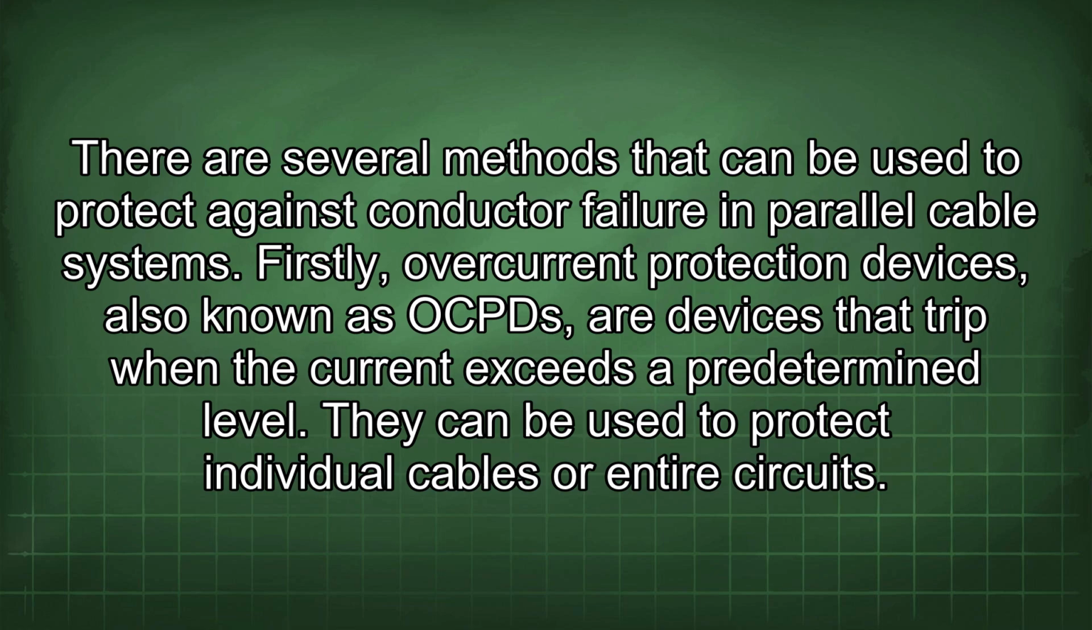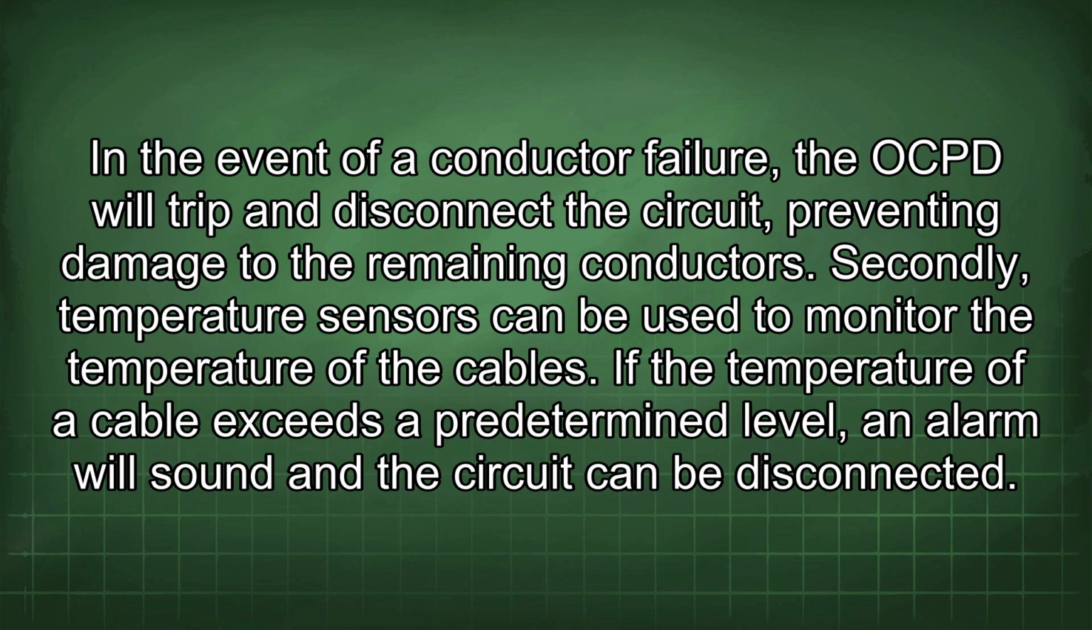Firstly, overcurrent protection devices, also known as OCTs, are devices that trip when the current exceeds a predetermined level. They can be used to protect individual cables or entire circuits. In the event of a conductor failure, the OCT will trip and disconnect the circuit, preventing damage to the remaining conductors.